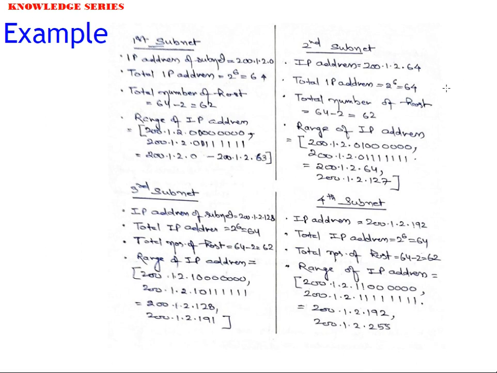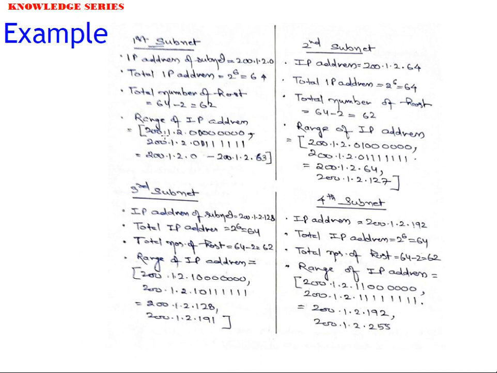For the second subnet, the total IP addresses are again 64, so the range goes from 64 to 127. For the third subnet, the total is again 64, so it starts from 128 and goes to 191. Again, with 64, it goes from 192 to 255. So this shows how the subnets are distributed into different IP ranges.